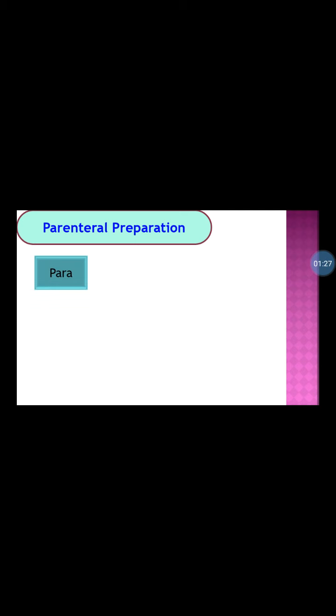So let's see what is meant by parenterals. The word parenterals is derived from the Greek words para and enteron. So what is meant by para and enteron? Para means beside and enteron means gastrointestinal tract. So the parenterals are those dosage forms which are given by a route other than the gastrointestinal tract.